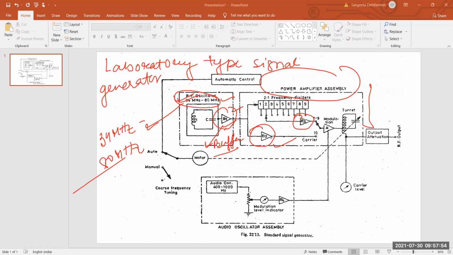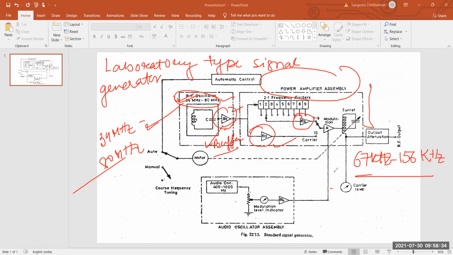On the lowest frequency range, what output do we get? It's not written here, but I'm telling you that whatever output we get will be in the range of 67 kilohertz to 156 kilohertz. This is my output range, 67 kilohertz to 156 kilohertz. The frequency stability of the highest frequency range is then imparted to the lower frequency ranges.